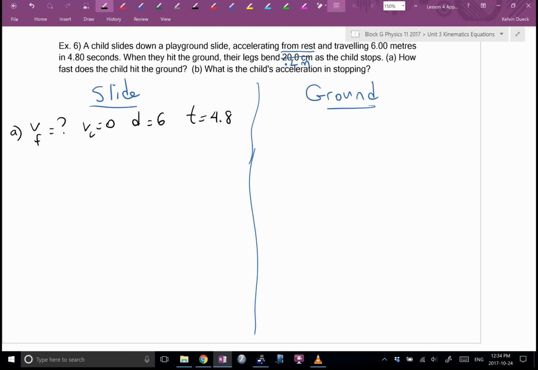Which one? I'll give you a hint. I don't have the acceleration, so don't read me anything that's got an A in it. Which equation, my angels? Ibrahim, loud and proud. What? D equals bracket VI plus VF bracket T over 2. Okay.